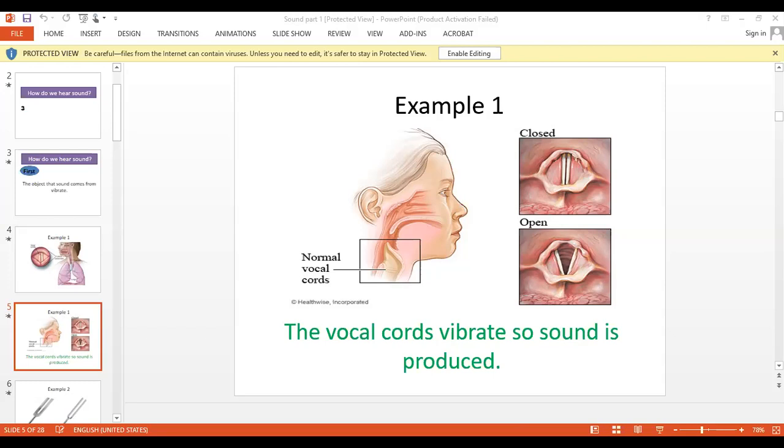Through which medium does the sound travel the fastest? Of course, the solid. And why? Because the particles are very close to each other, so they can hit each other easily, and they vibrate easily and make sound waves easily.